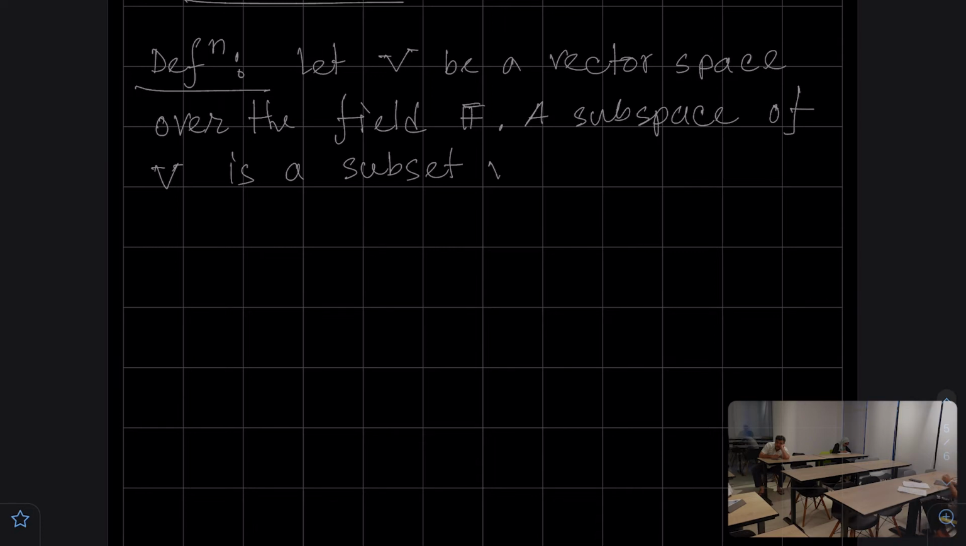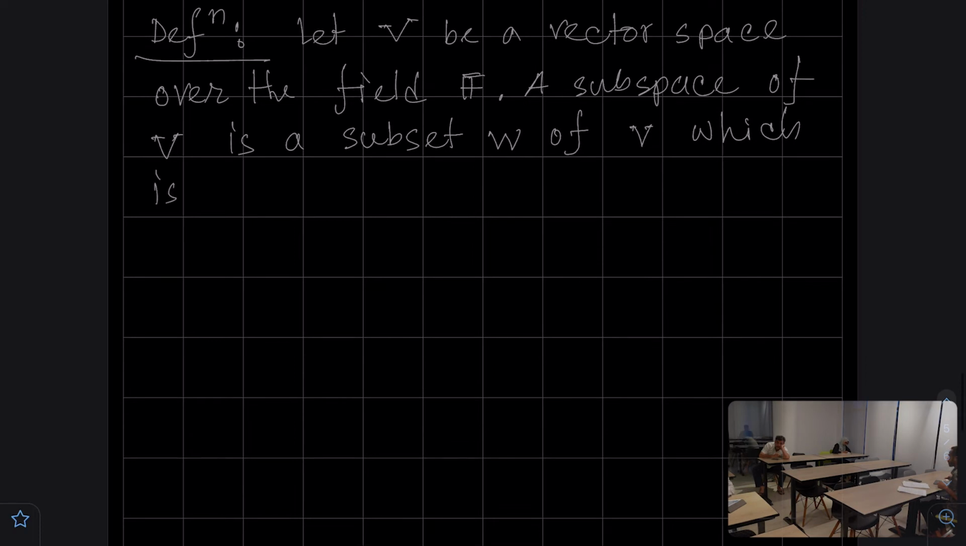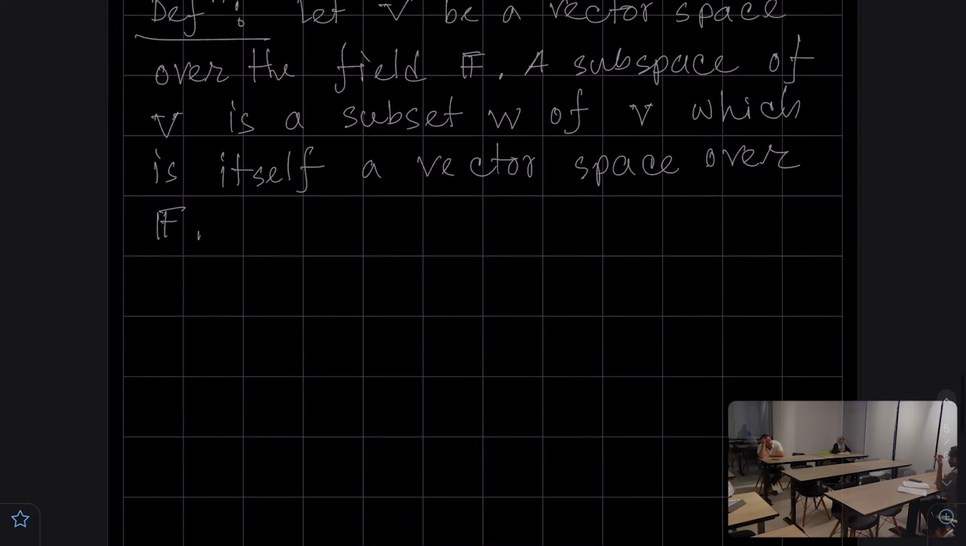So this is the definition of the subspace. What I'm considering is a subset of the vector space V, and if this subset W is again a vector space over the field F under the same operations of the original vector space V, which are addition and scalar multiplication, then we are saying this W, the subset, is also a vector space, and it is a subspace of the original vector space V.